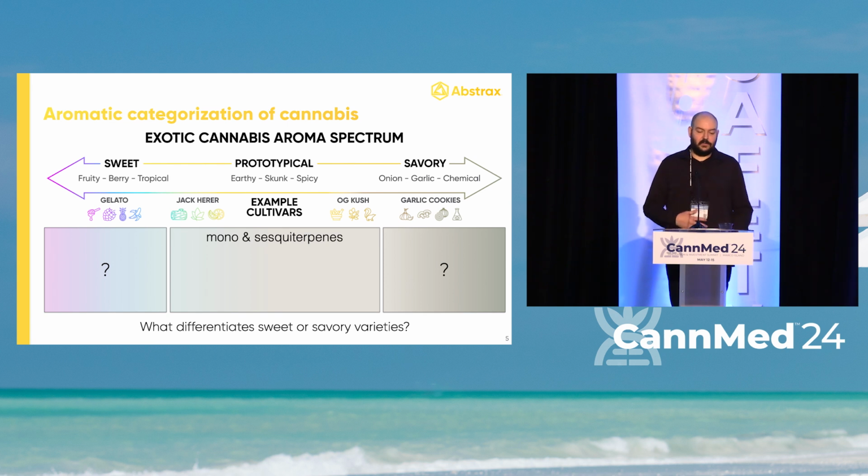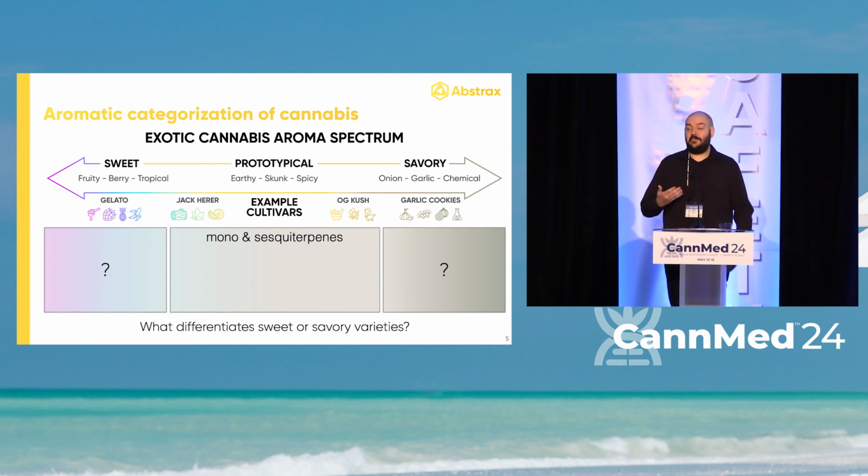And as we were going through this, we were running some sensory panels internally and giving people free questionnaires like, hey, can you please describe this cannabis in as little terms as you can, be open and honest about it. We were originally starting to look at just how does sweet differentiate from prototypical, and we were using actually garlic cookies as a control.